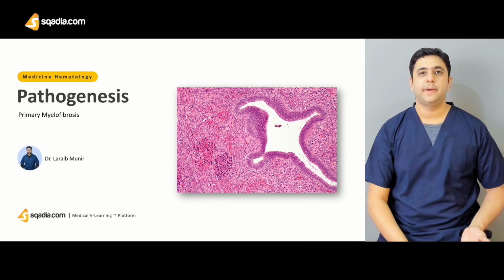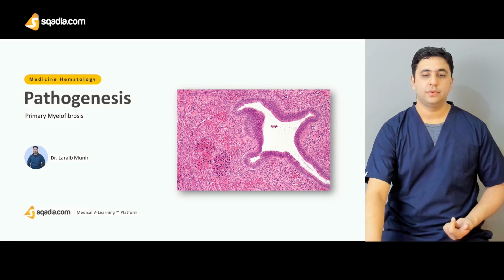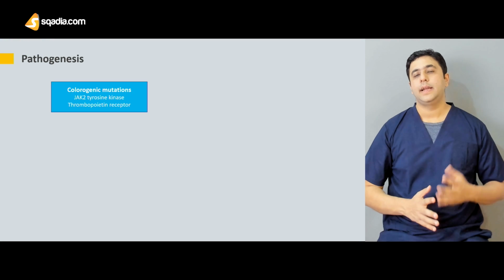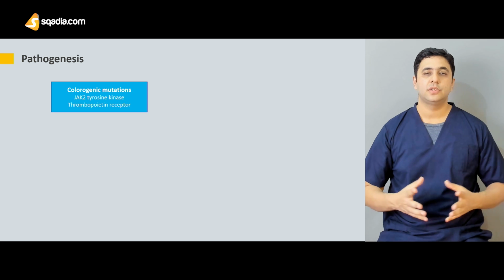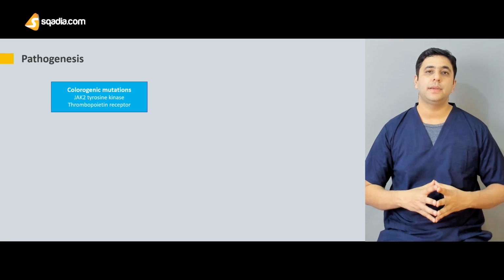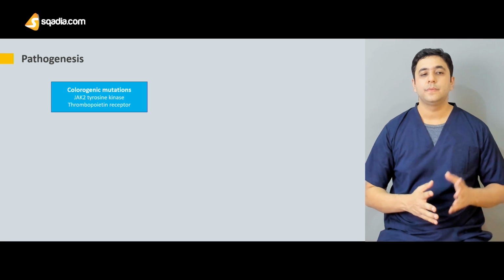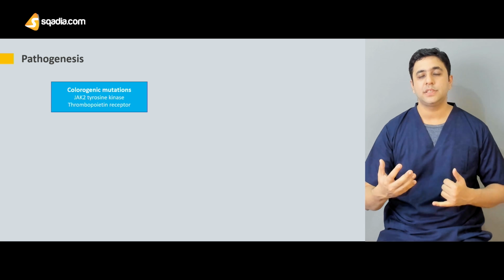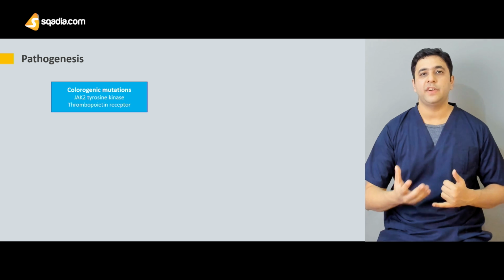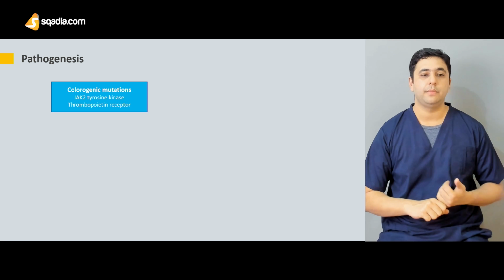Now let's talk about the pathogenesis of primary myelofibrosis. Since it is a primary disorder, as we have seen in polycythemia vera and essential thrombocytosis, the JAK2 receptors are majorly the ones at fault. There are three major ways in which primary myelofibrosis can be present, which cover about 90 to 95% of the etiology of myelofibrosis.